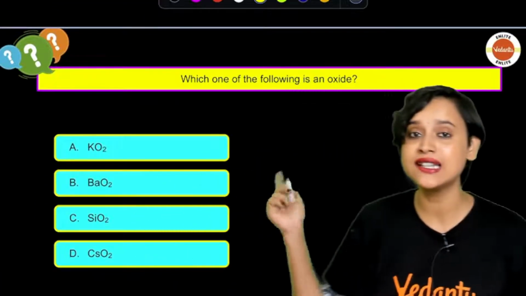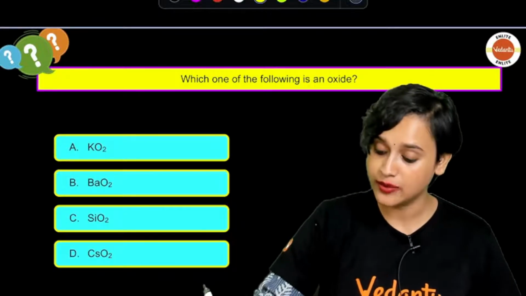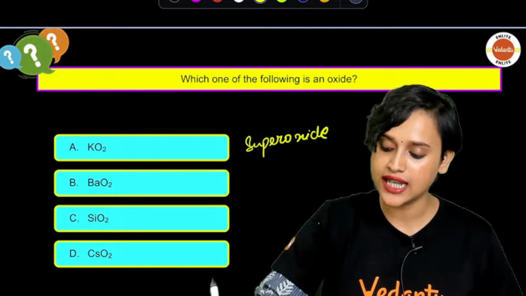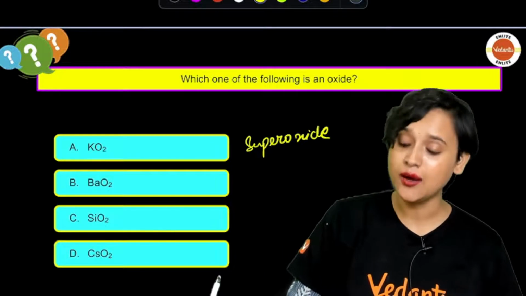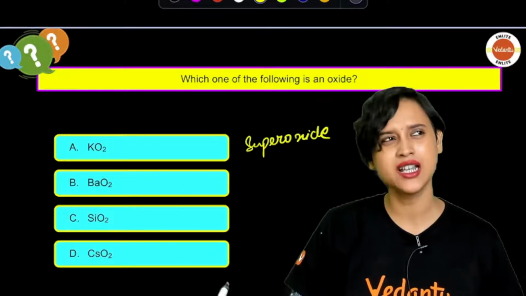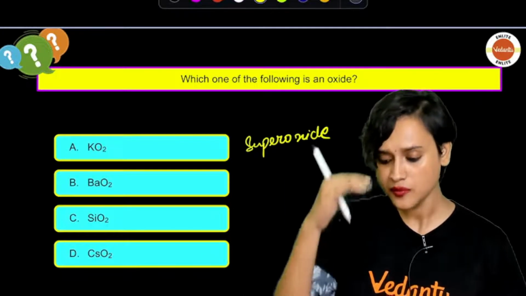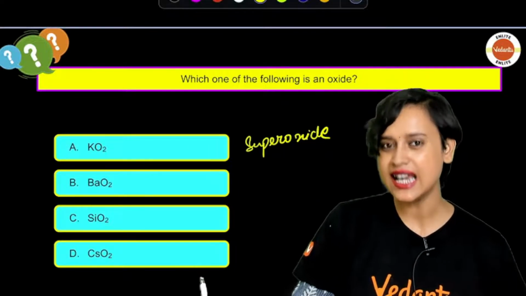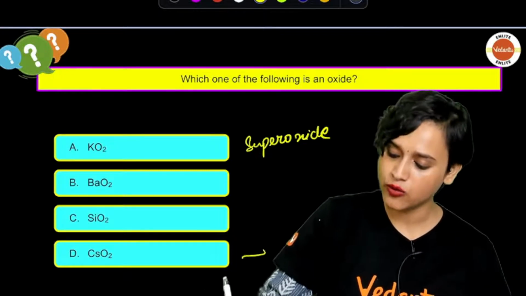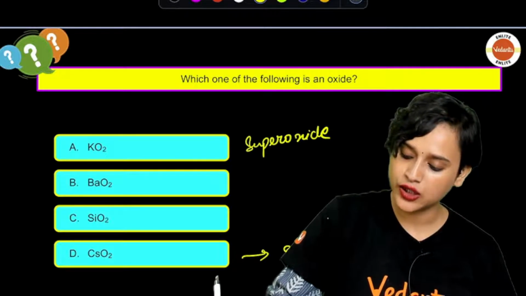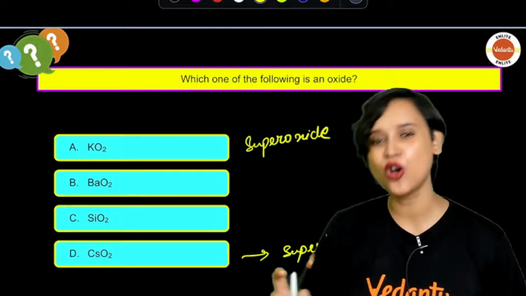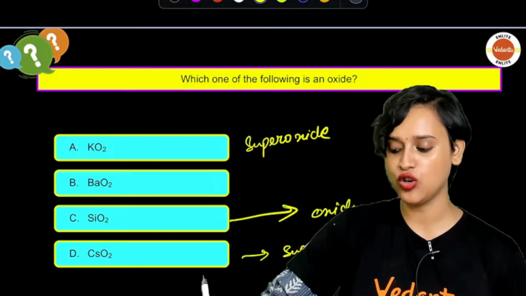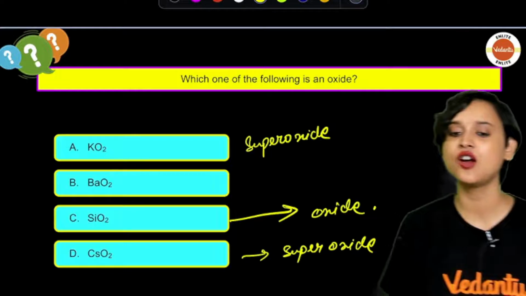Which one of the following is an oxide? We already know that potassium does not form oxide. Potassium forms superoxide. Barium does form oxide, but it's at the end part, and this O2 does not look like an oxide. Cs is cesium, which will also form superoxide. And barium being at the end will also form superoxide. It's only SiO2, silicon dioxide, which is an oxide.